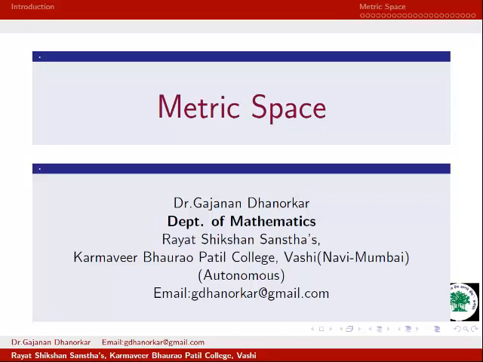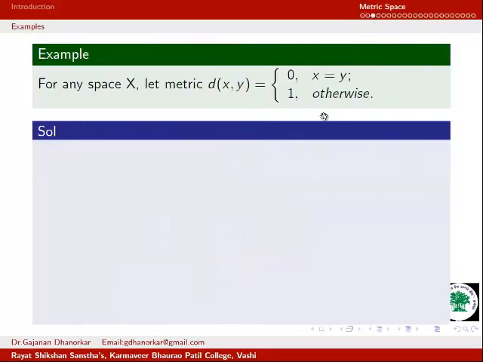Okay, welcome friends, in this sequel of our metric space. In the last lecture, we discussed the definition of a metric space and some examples of metric spaces. I will recall our definition of a metric space.